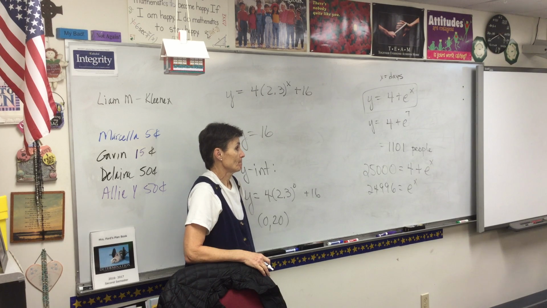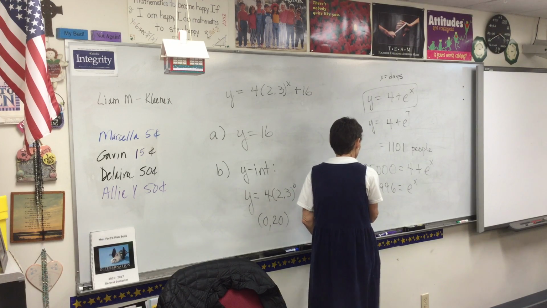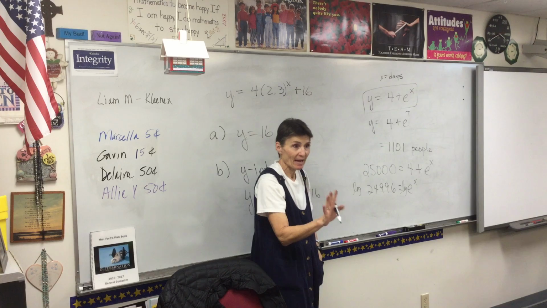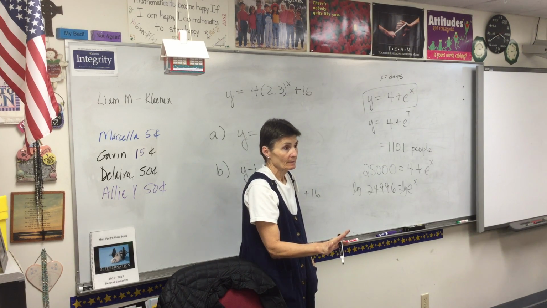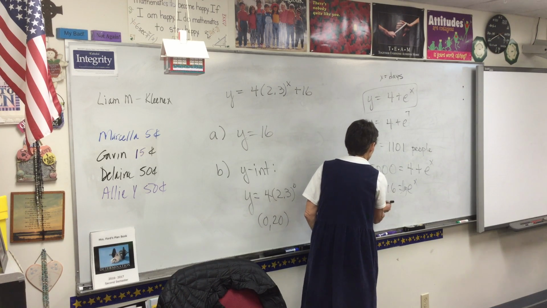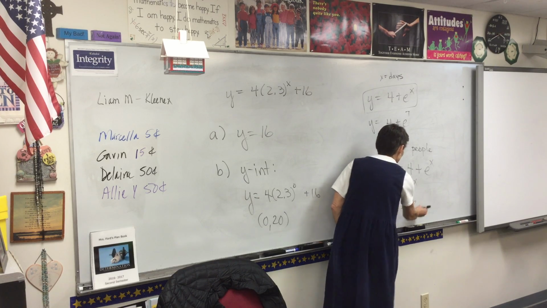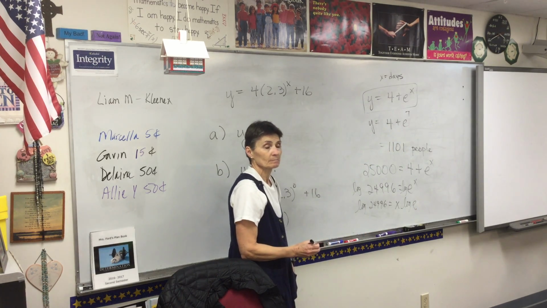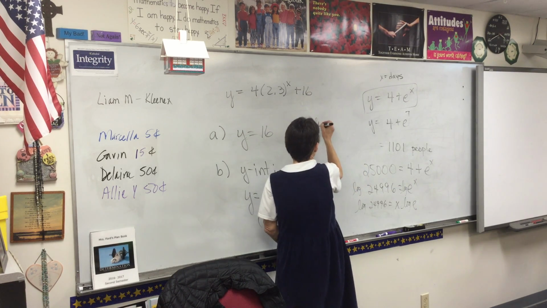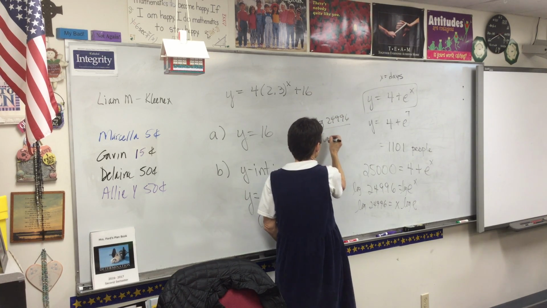Now what? Log both sides. Remember, e is just a number. We're not confused by that. E is just a number. So the log of 24996 equals x log e. And the answer to the question will be the log of 24996 divided by the log of e.